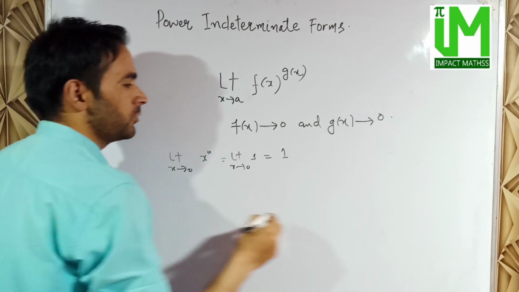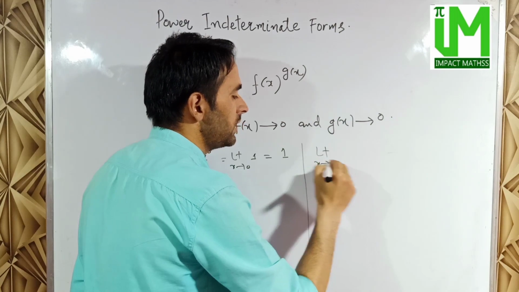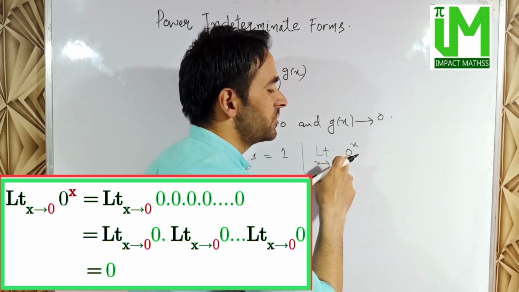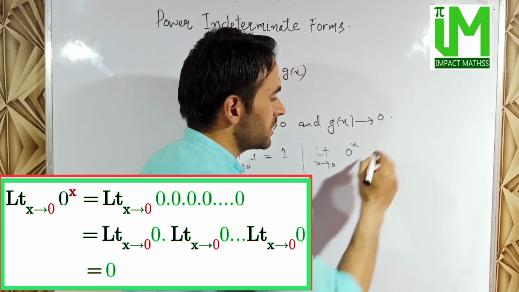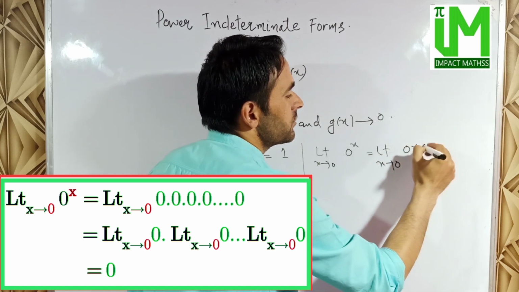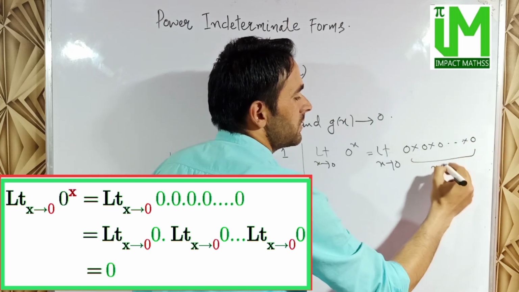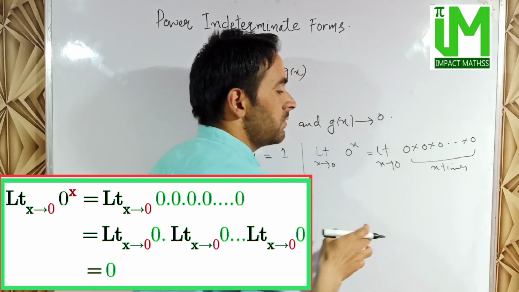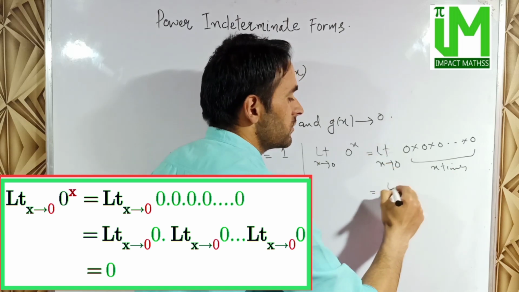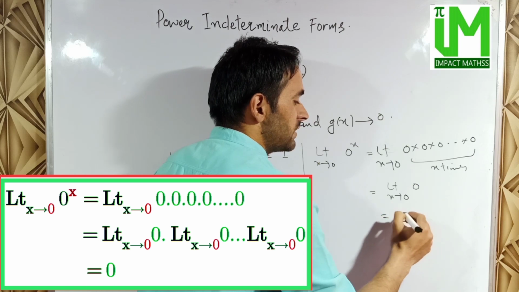and as such its limiting value will be 1. But on the other hand, if we observe this limit x approaches to a, 0 raised to power x. Now 0 raised power x means 0 is multiplied with 0 x times. So this will be limit x approaches to 0, 0 into 0 into 0, x times. And we know limit of product is product of limits, and upon each limit we will obtain 0. So this will be limit x approaches to 0, 0, and this will thus be 0.